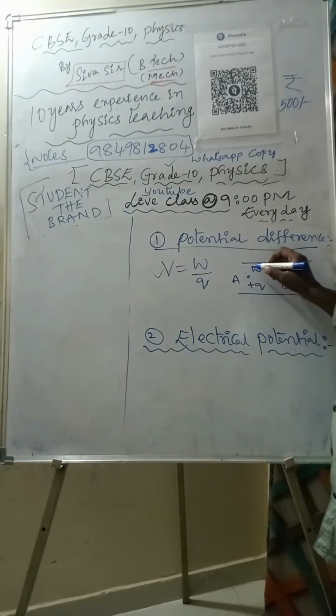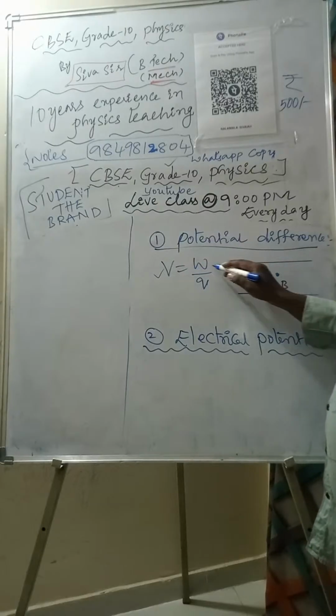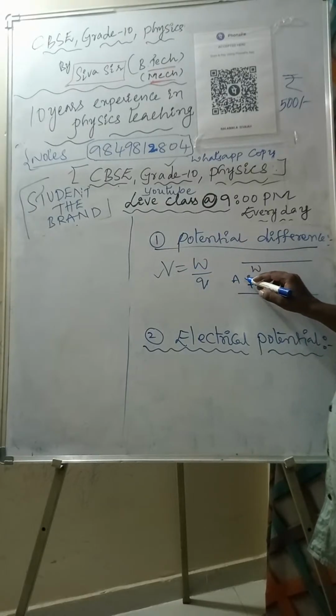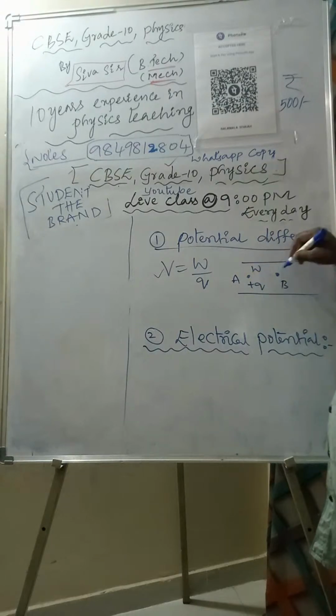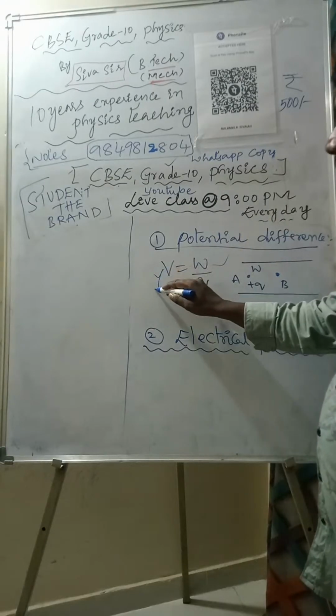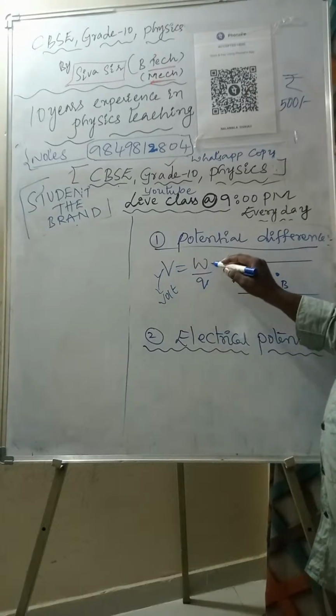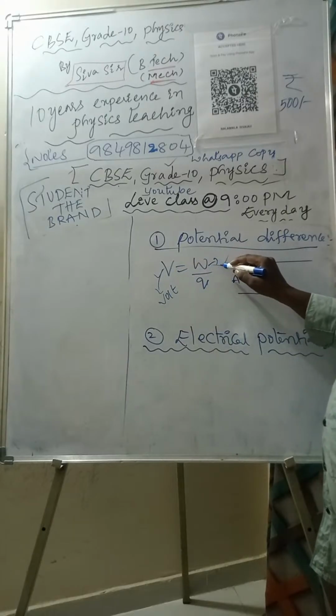Here I'm taking the work done to bring unit positive charge from point A to point B. We are doing some work to bring the positive charge from point A to point B. Within the conductor, if the work is done, that is called potential difference. SI unit of potential difference is volt. SI unit of work is joule.